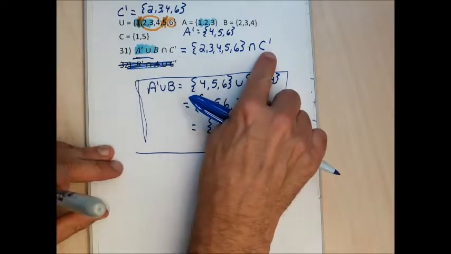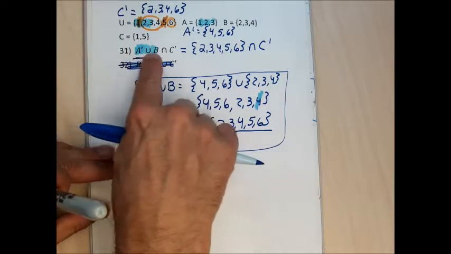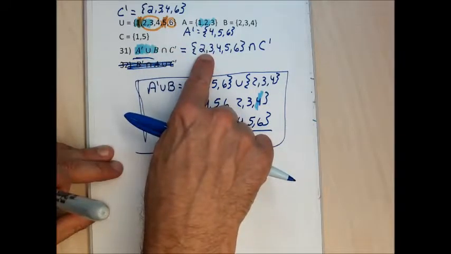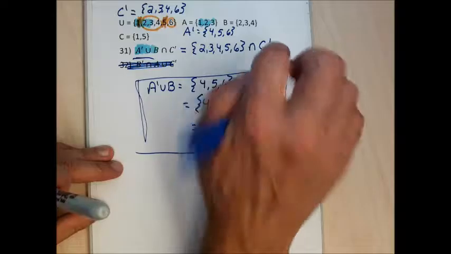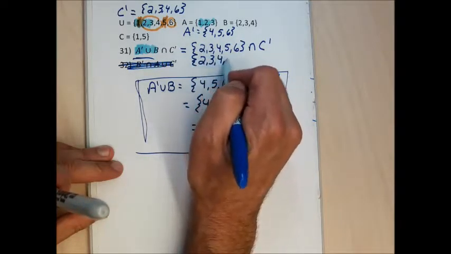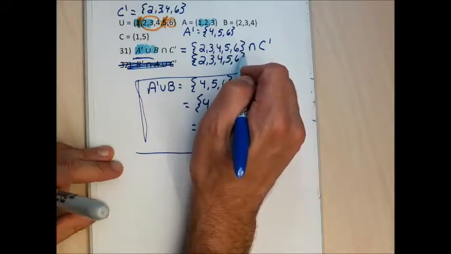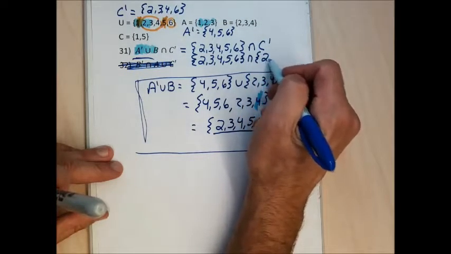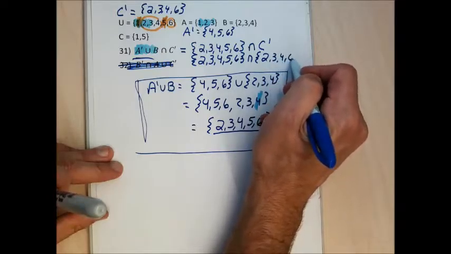So coming back to what I'm trying to do, I'm taking the first set that I created, A complement union B, which is 2, 3, 4, 5, and 6. I'm going to intersect that with C complement. So I'm going to take the set 2, 3, 4, 5, and 6, and I'm going to intersect that with the set C complement, which is 2, 3, 4, and 6.